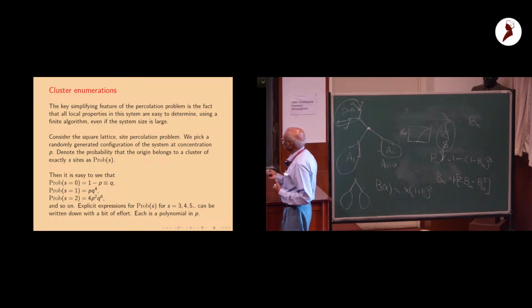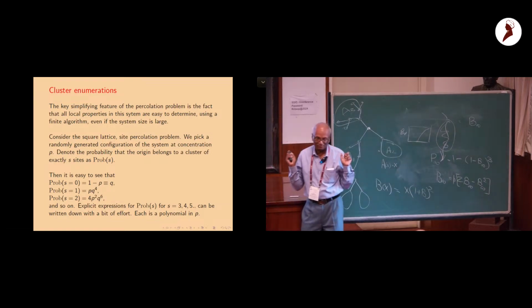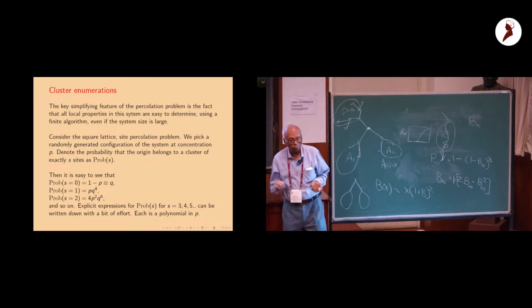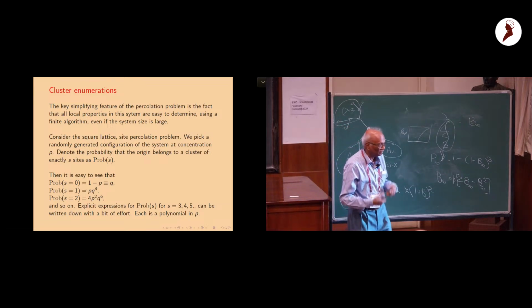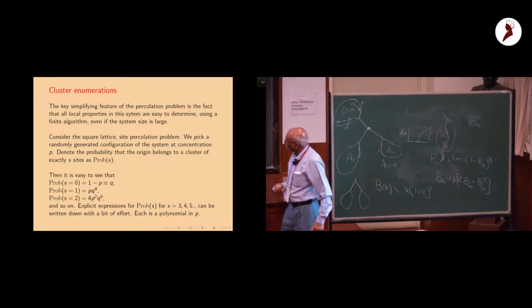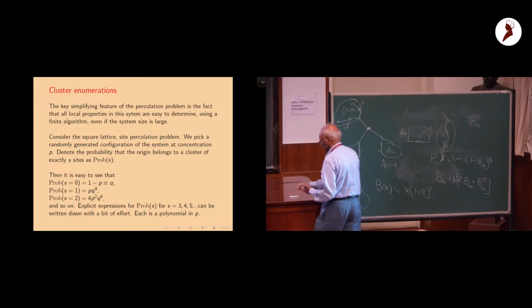Okay? So we are taking a square lattice, and we pick a randomly generated configuration of the system at concentration P and denote the probability that the origin belongs to a cluster of exactly S sites as probability of S. So then I would like to know what is the probability that S is 0. It's easy because that site should be absent. Then we'll call it a cluster of size 0, and so the probability is Q. What is the probability that S is 1?